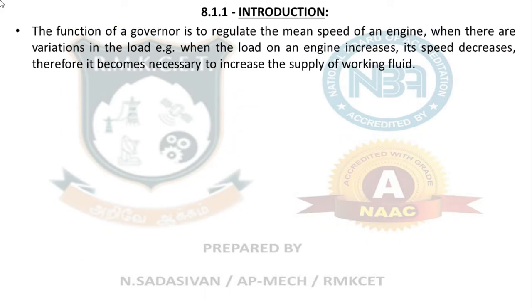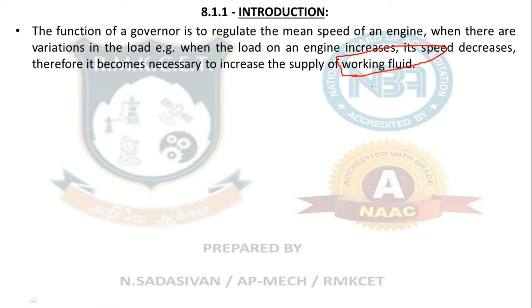The function of a governor is to regulate the mean speed of an engine when there is a variation in load. For example, when the load of an engine increases, its speed decreases, therefore it becomes necessary to increase the supply of the working fluid. So what is the working fluid in this case for an engine? Your petrol or the diesel, whichever is going to give you the combustion energy. Your working fluid is your fuel in case of an engine.